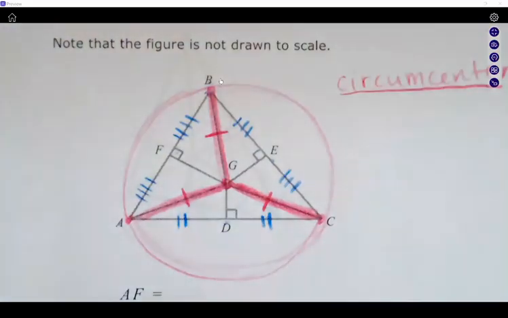That is the very first thing you should do on your test and on your SMART goal assessment. You should label what you know when you're working with a circumcenter as far as congruencies. And then you worry about plugging in numbers.